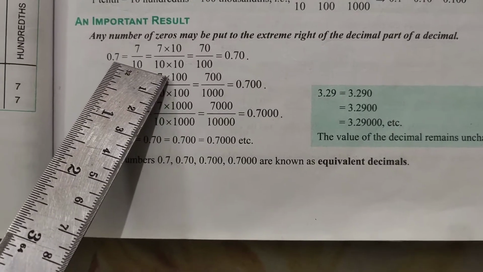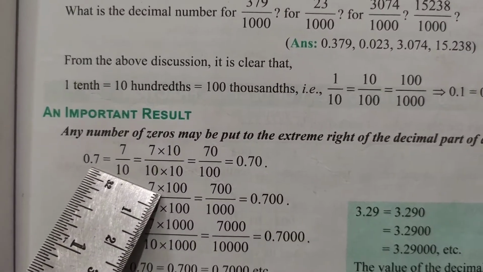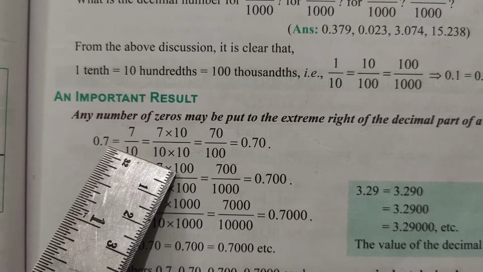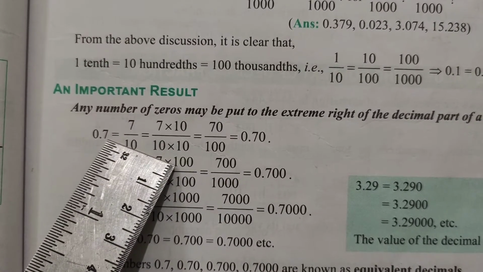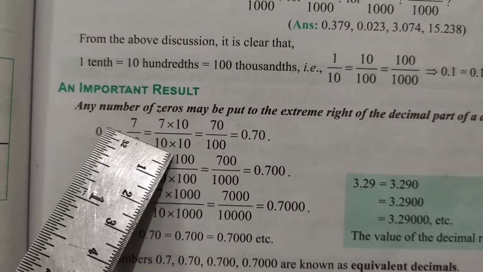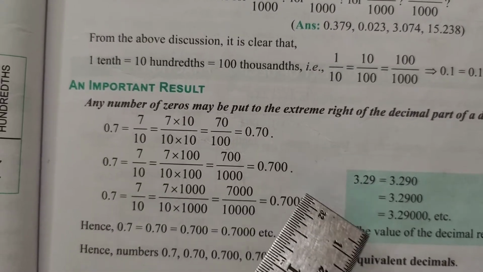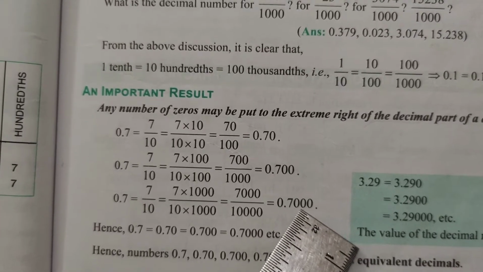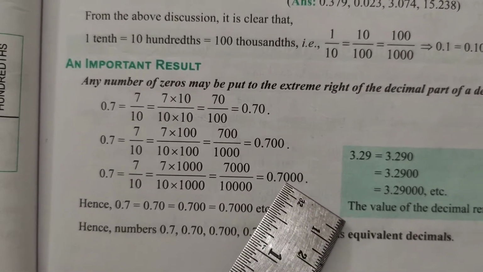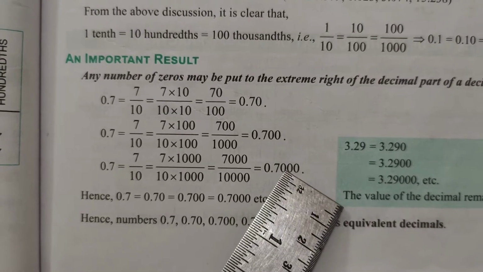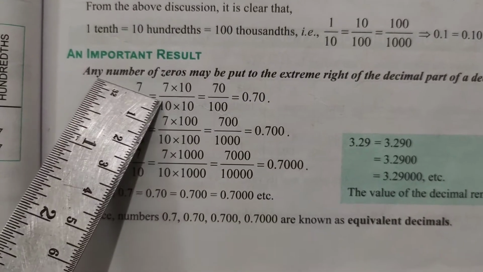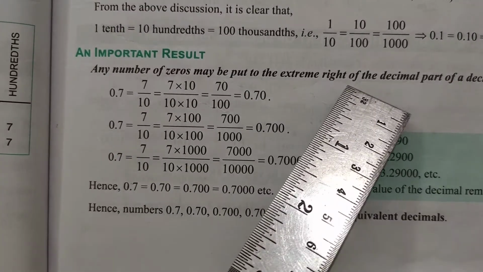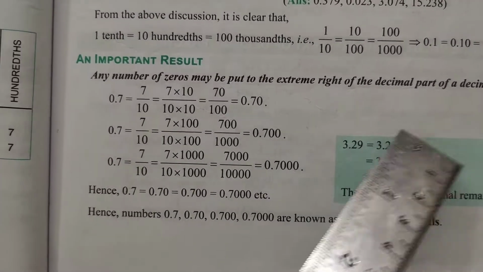Like here, 0.7. After the point, the extreme right-hand side is 7. So after this 7, whether you give no 0, or after 7 one 0, or after 7 two 0s, or after 7 three zeros, the value remains the same. The value remains the same. That's what it says here. Any number of zeros may be put on the extreme right side of a decimal part.